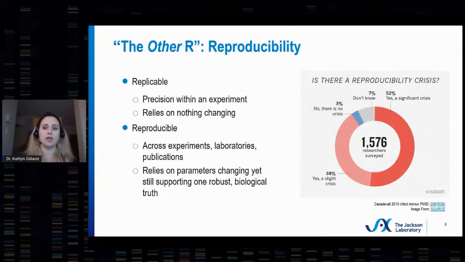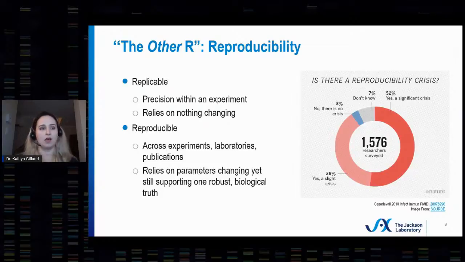Now, you might be thinking about the fourth R, or the other R, known as reproducibility. And so there's two parts to this. First, replicable. So this is going to be the precision within an experiment, and this relies on nothing changing. So the methods are going to be the same every time. The reagents that you use are going to be the same every time. Reproducible, however, means that these experiments are going to be able to be reproduced across labs and across publications.